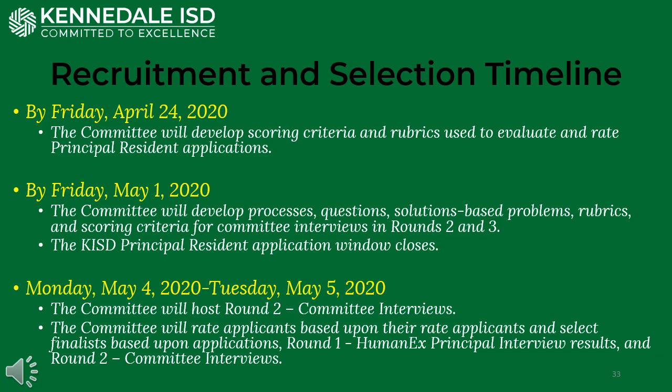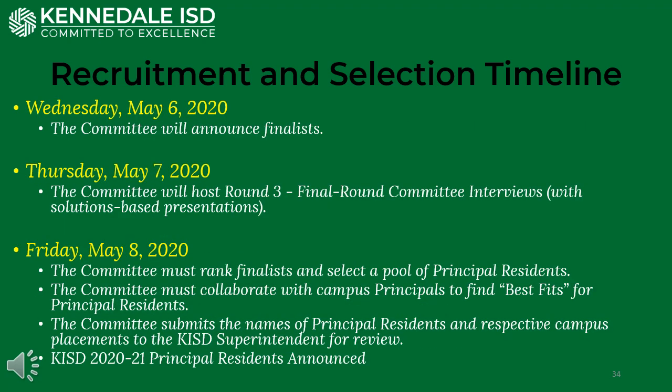In our compressed timeline, we are establishing these deadlines for the committee to stay at least a week ahead of the resident deadlines. The committee will conduct Round 2 committee interviews on May 4th and 5th. District and campus leaders may want to clear their schedules and plan to participate in these interviews. We have set aside Wednesday, May 6th for the committee to discuss, rank, select, and announce the finalists that will participate in Round 3 final round committee interviews on May 7th.